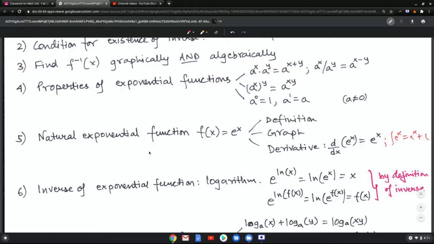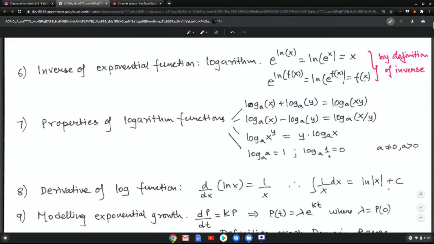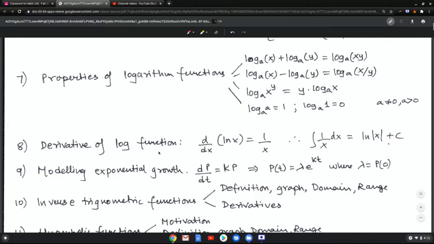Then, since we've learned a new function, we also learned its inverse, which is the logarithm, which has the following properties, which you can derive just from the properties of the exponent. We saw the derivative of the log function is the 1 over x function, which means that the antiderivative of 1 over x is the log of absolute value of x plus c.